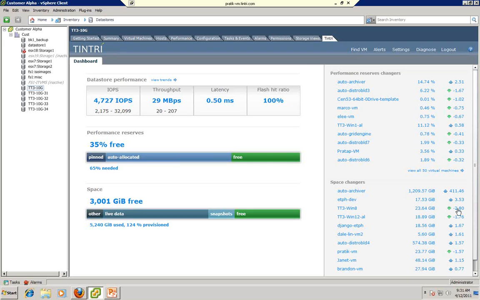So the top list here shows you the list of VMs that have seen an increase in performance or a spike in I/O activity from their norm. The bottom list shows you the list of VMs that have seen an increase in the amount of space consumed over the last 7 days. So that in a nutshell is what you can see on the main dashboard of the Tintri appliance.